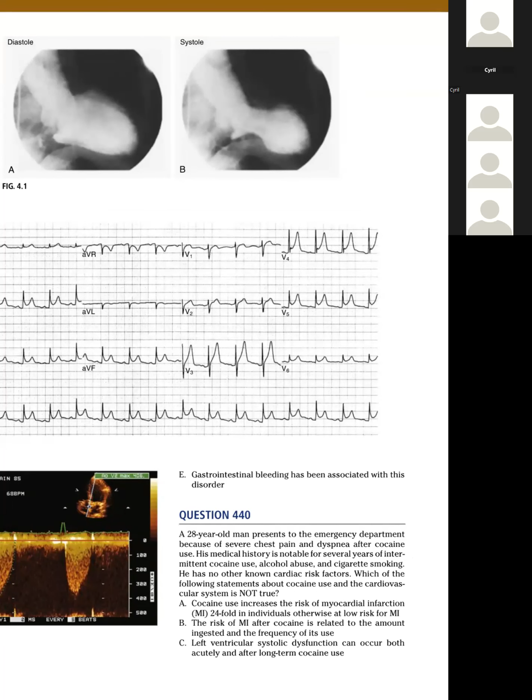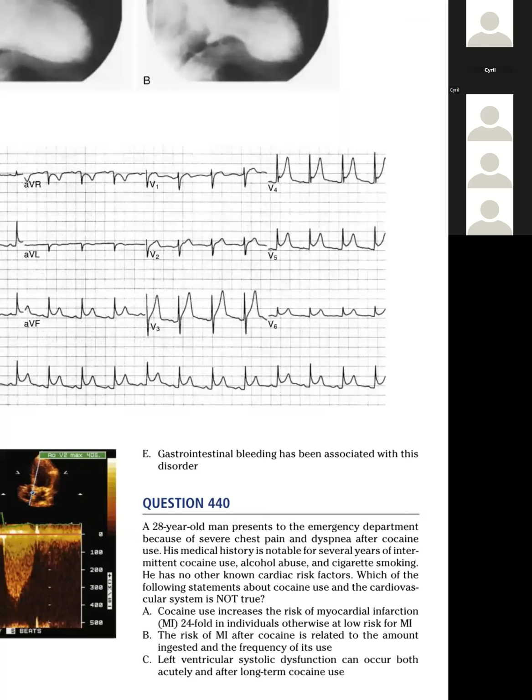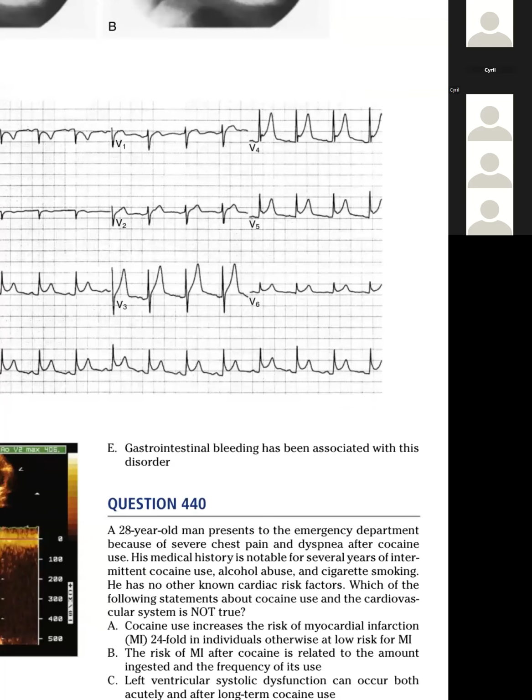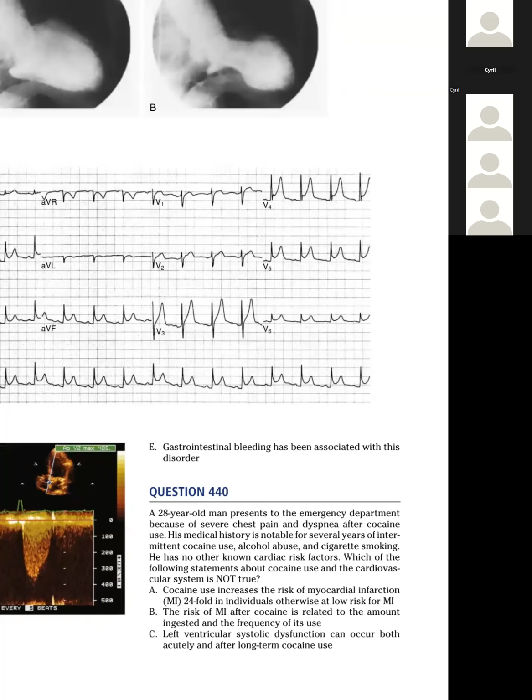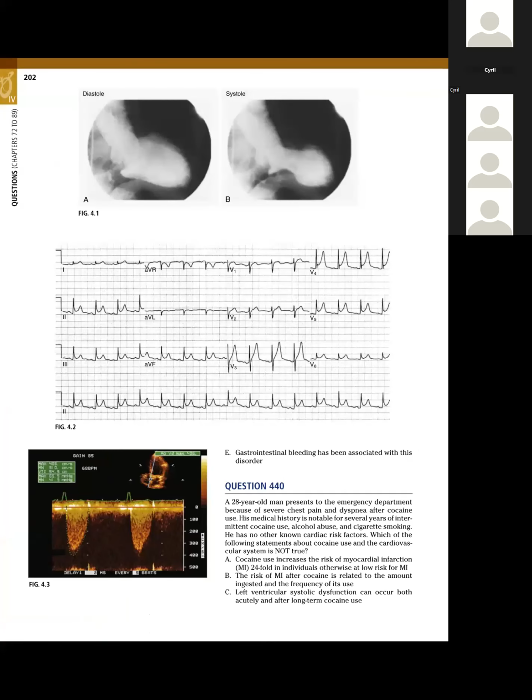Gastrointestinal bleeding has been associated with this disorder. Well, I don't know. I can't imagine any association between aortic stenosis and gastrointestinal bleeding. If anybody has something to say, otherwise... Hello, sir. Go ahead, sir.